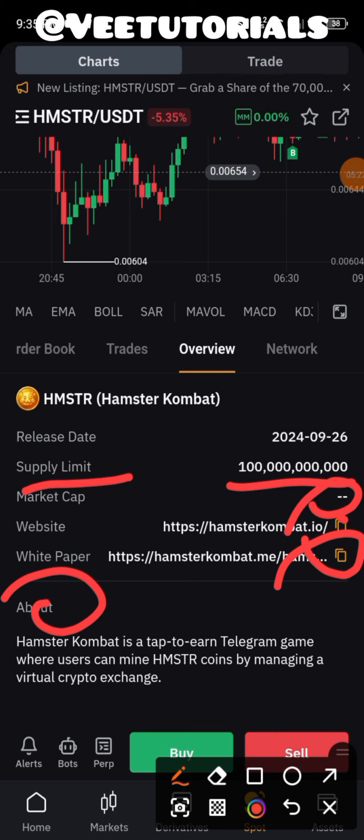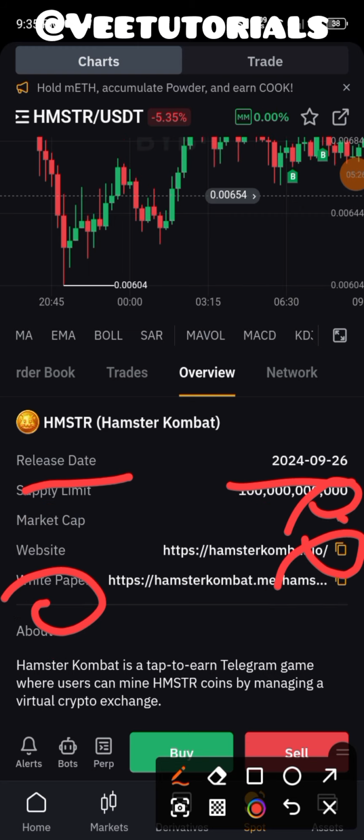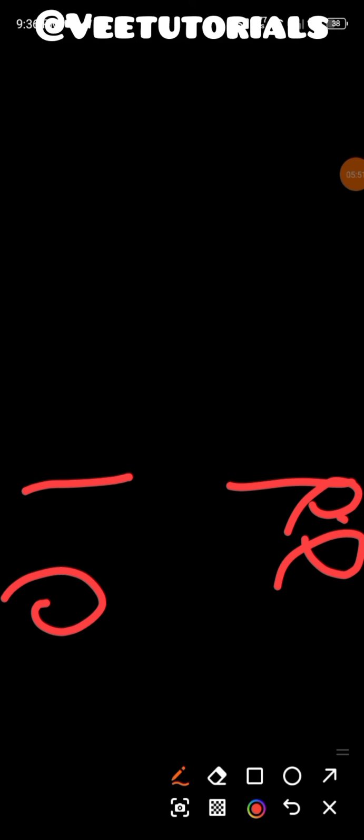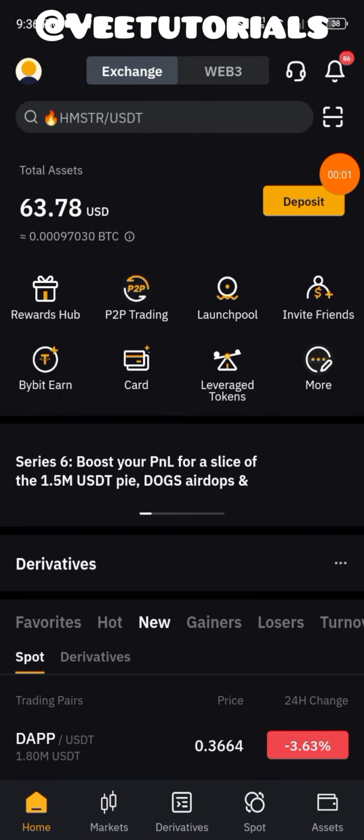Hamster Kombat is a tap-to-earn Telegram game where users can mine hamster coins by managing a virtual crypto exchange. You see, a lot of people mined though. There are a lot of loyal miners, but they were disappointed because Hamster paid a peanut. This is what you should do now. Invest in Hamster now, and you earn a lot of profit in returns.